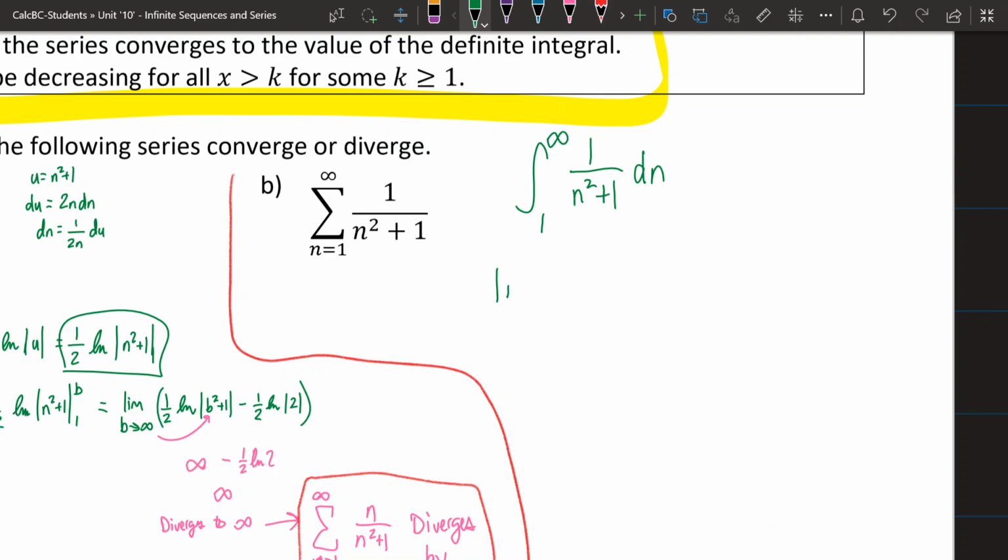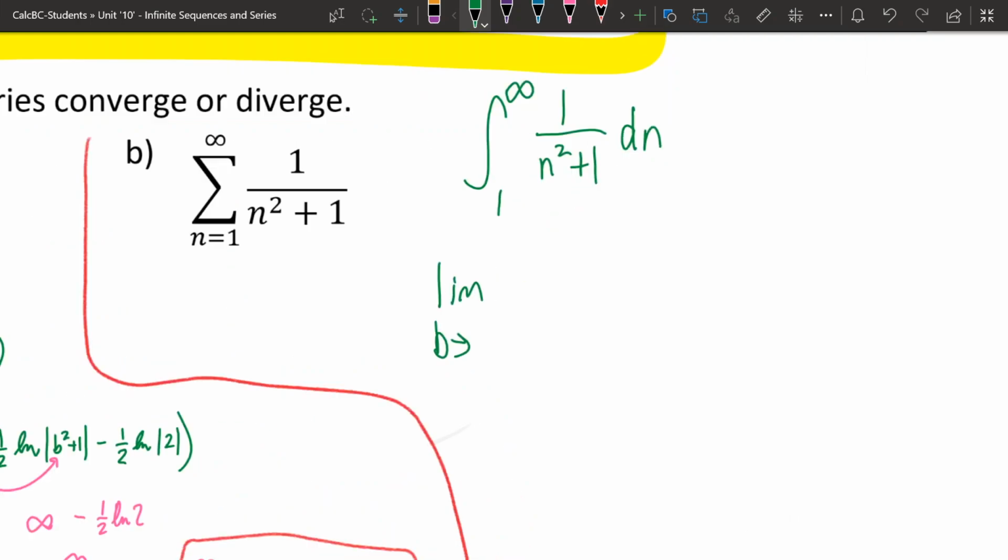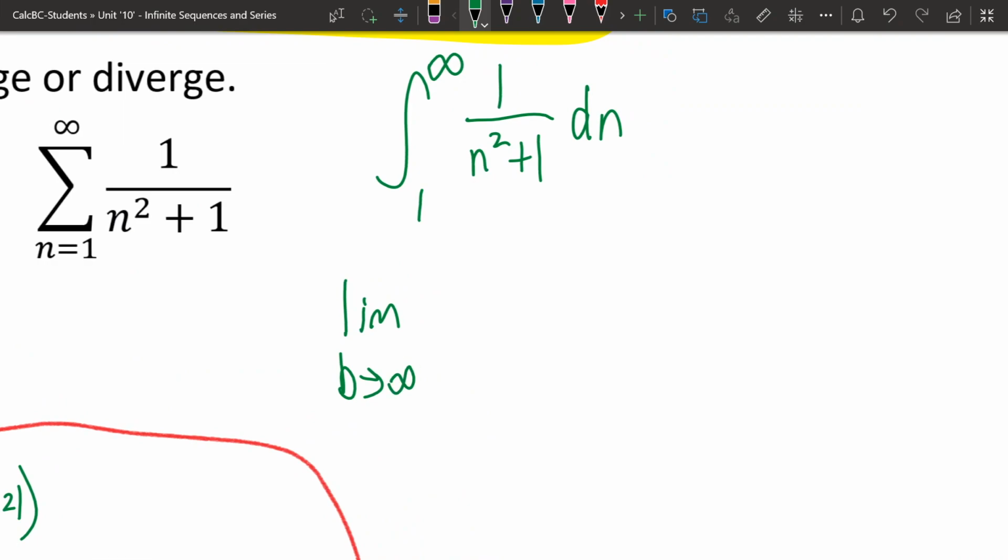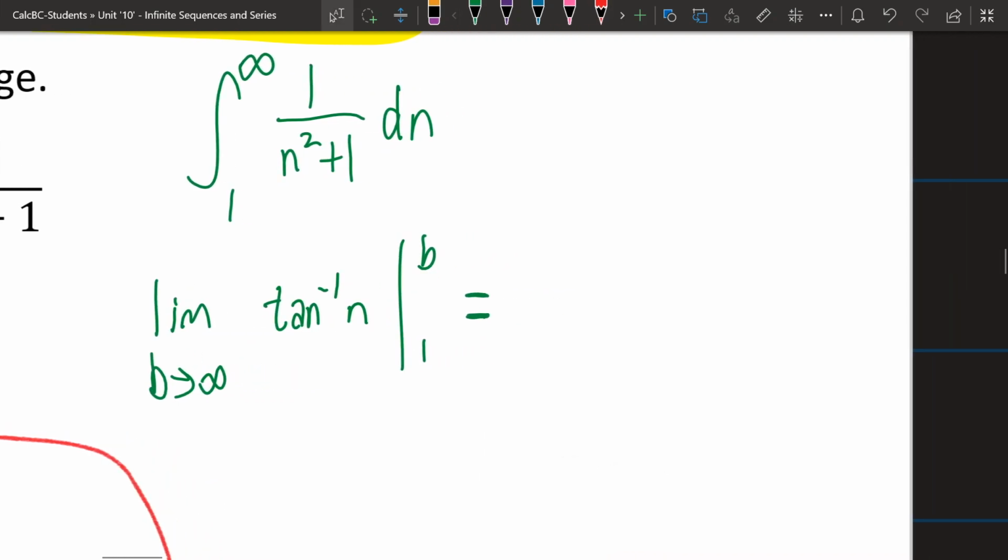All right, again, an improper integral. It's going to be every time. So let's rewrite that as a limit. That is exactly our inverse tangent function, so let's go ahead and jump to that. We're going from 1 to b. Okay, so our limit as b approaches infinity of inverse tangent of b minus inverse tangent of 1.